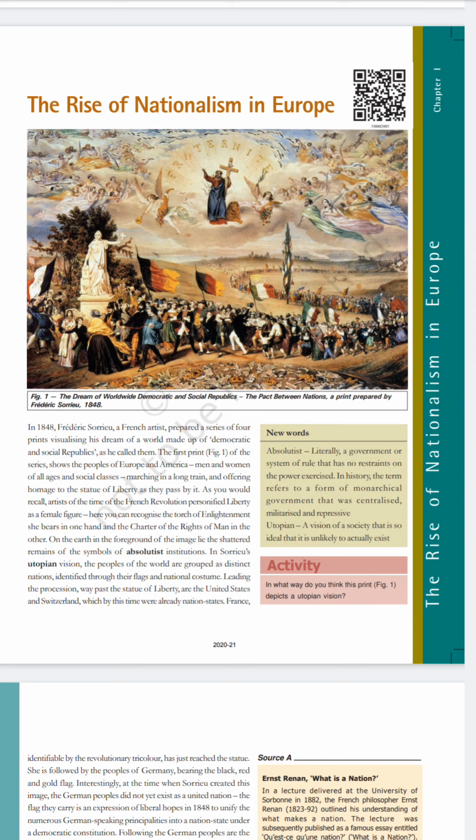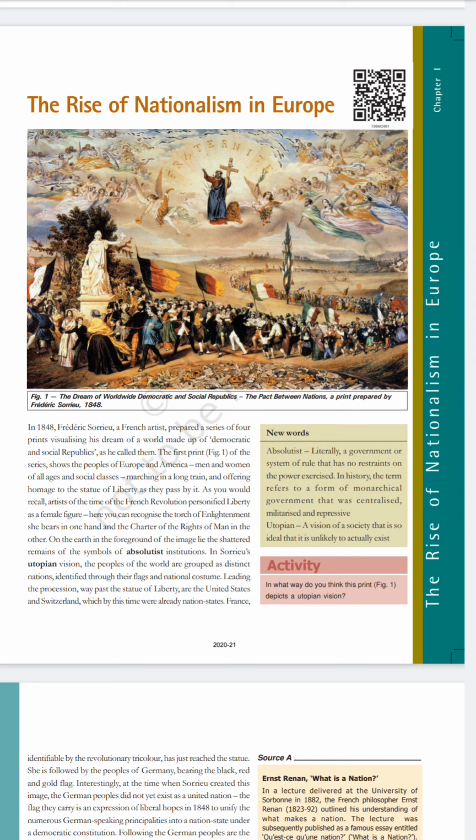The United States of America and Switzerland were depicted in this image as having passed by the Statue of Liberty, because at the time of the drawing and printing of this image by Sorrieu in the year 1848, America and Switzerland had already become nation states.